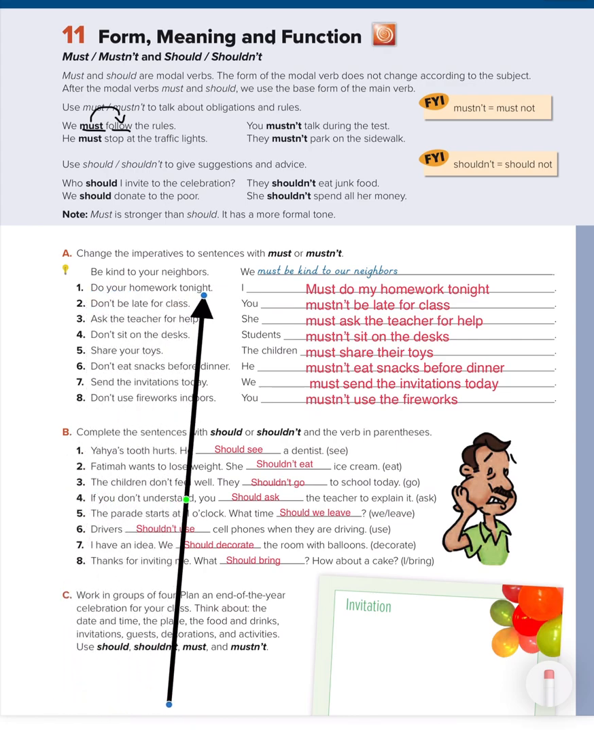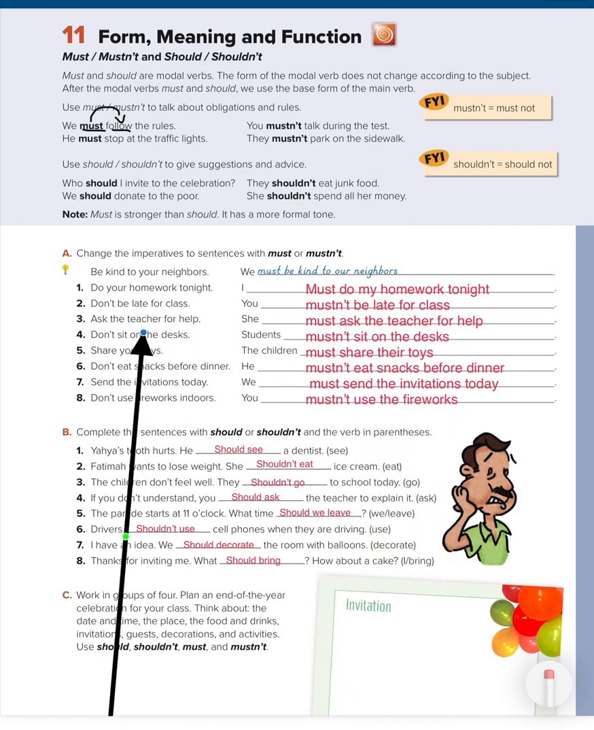Do your homework tonight. I must do my homework tonight. I must. Then the verb here should be in the base form. Do not be late for class. You mustn't. You mustn't be late for class. Ask the teacher for help. She must ask. Ask is the base form. No ed, no ing, no s, just the verb.